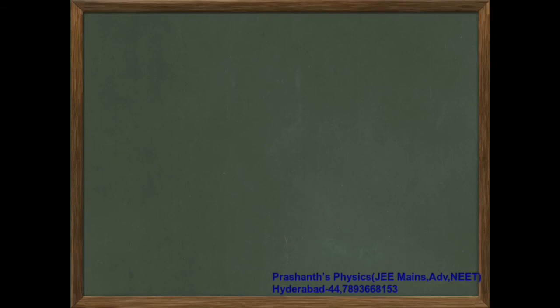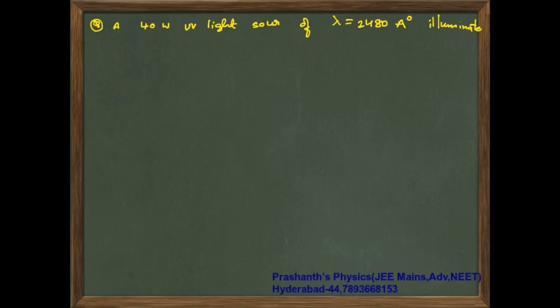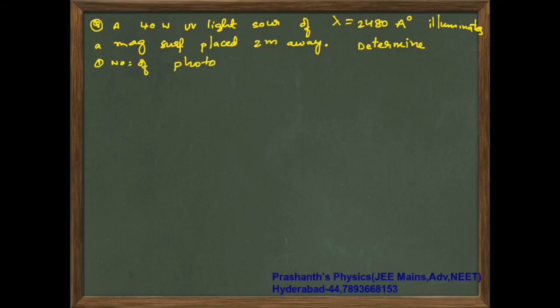Your next part is, a 40 watt UV light source of wavelength lambda is equal to 2480 Armstrong illuminates a magnesium surface placed 2 meters away. Determine, first question, number of photons emitted per second.